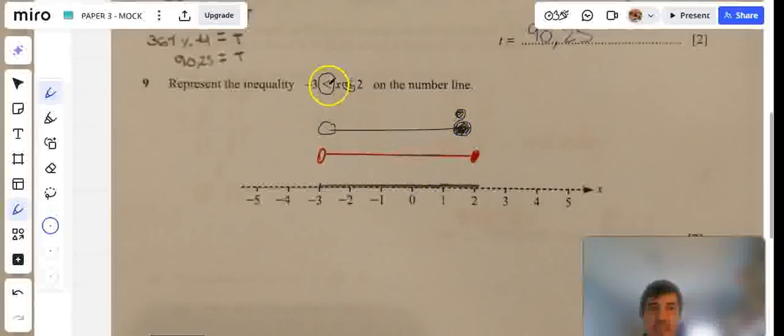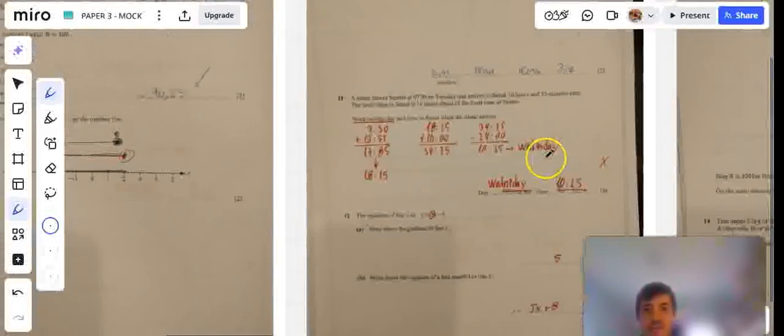So in this case it means from -3 up to 2 on the line, but the -3 is not included because it doesn't have the equal, and the 2 is included because it has the equal. Okay, so this will be the answer.